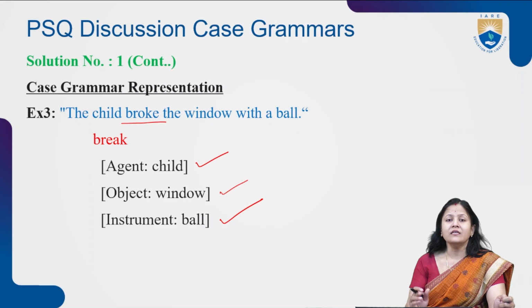And from the complete sentence, we can understand that it is a past tense sentence. So tense case would be past; time is not mentioned, no need. And while representing all the cases, the case should be the case and the name. The name of the object should be separated with this colon symbol. That we need to take care, and it should be closed with the square bracket.